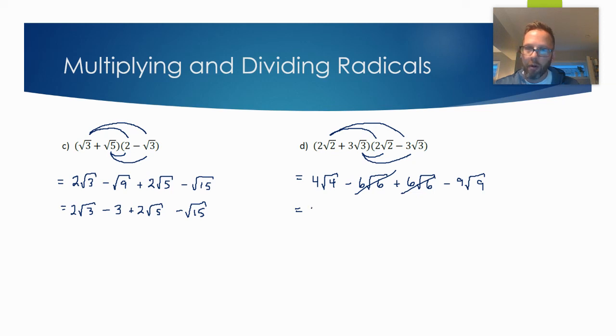4 root 4, well, the root of 4 is 2. And then minus 9 root 9, well, the root of 9 is 3. So this is pretty cool. That big messy expression simplifies to 8 minus 27, minus 19. All that just worked out to minus 19. Can you believe it? It's crazy, but pretty cool in my opinion.